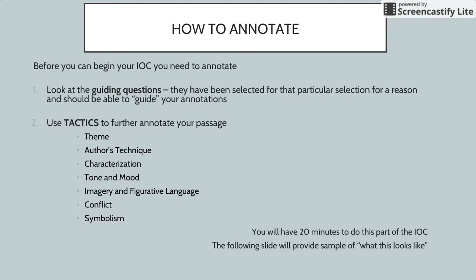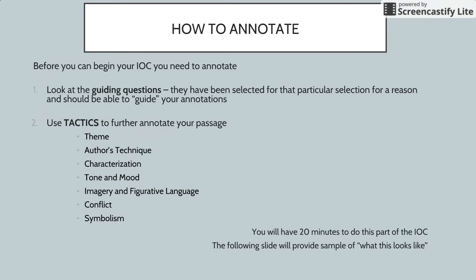If you really don't want to use the guiding questions, that's totally fine. Your teachers have come up with the acronym TACTICS to help you further annotate your passage. That's where you're going to look at theme, the author's technique, characterization, tone and mood, imagery and figurative language, conflict and symbolism. It is important to note you're not talking about all of those in your commentary because that would be way too much.